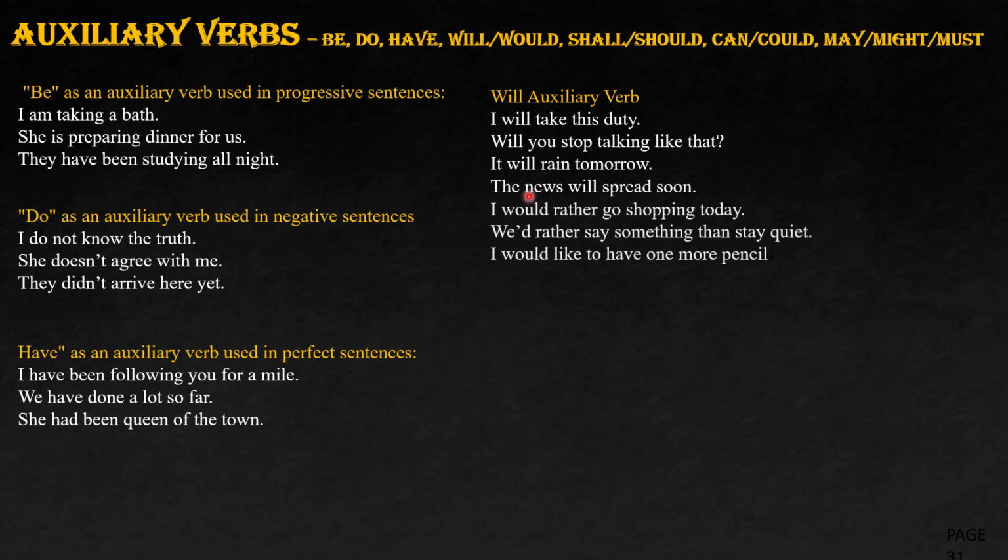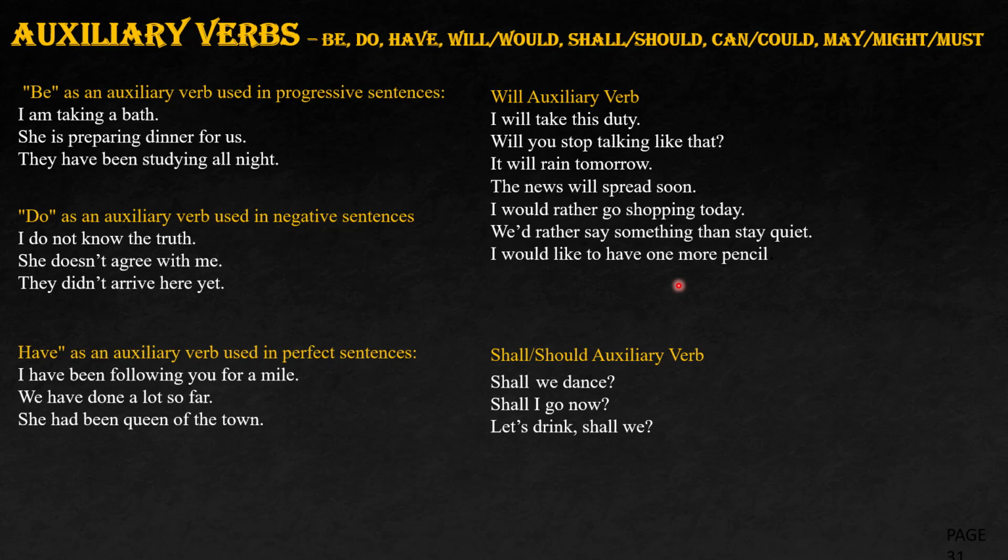Now would. I would rather go shopping today. So yeah, we would rather say something, and then I would like to have one more pencil. So it again represents the same. It will help us to form sentences. Then again we have seen will and would. Now we'll see the shall and should auxiliary verbs.